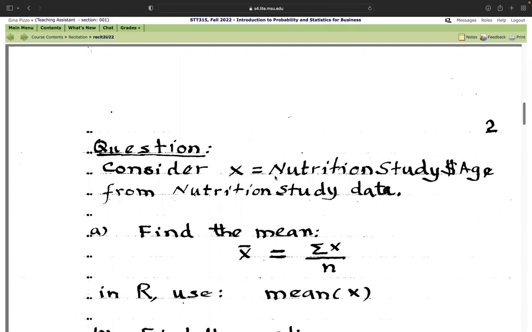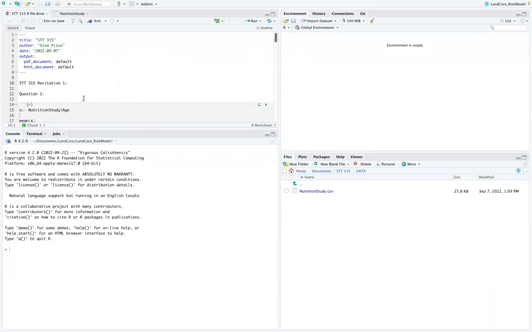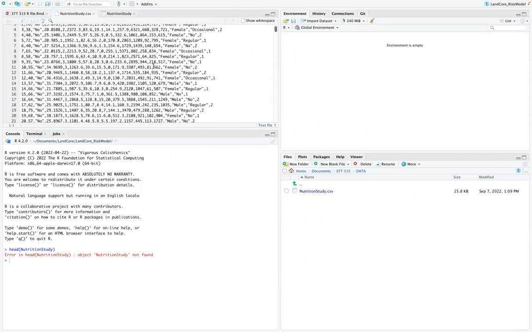We're going to be using the nutrition study data, and in this first question, our X is going to be the age from that data. So let me go to R. Here I have downloaded the nutrition study CSV. If I wanted to just see what that looks like, I could type a header of nutrition study. Let me click this view file. Here's all of the data.